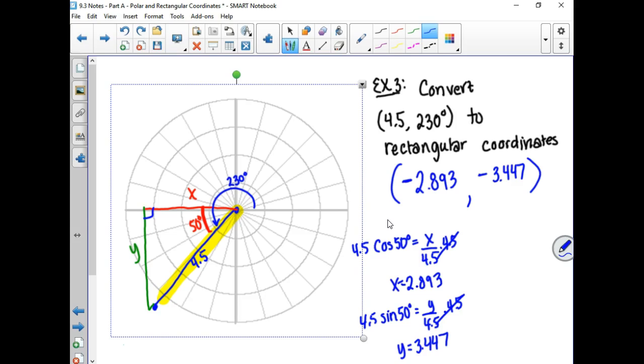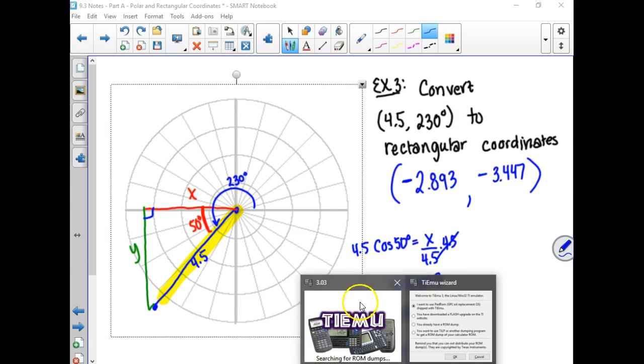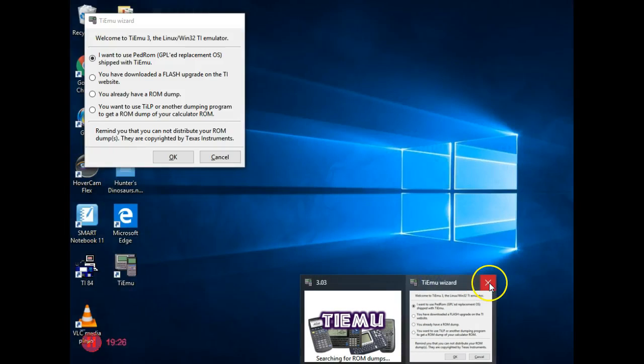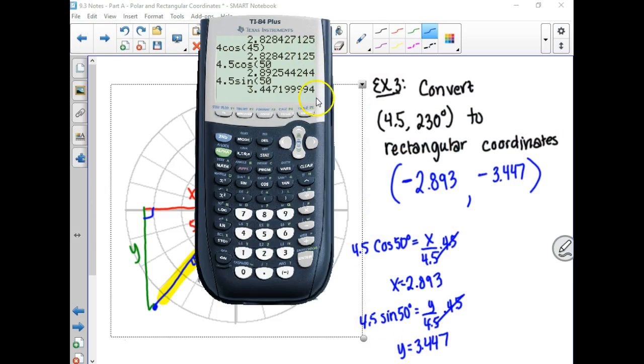Now, I'm mostly teaching you this way because you may get to the test and forget the formula. But if you remember the formula, you don't have to do this. So if you remember the formula for your X, you would have 4.5 cosine 230. Notice that gives you the negative. You don't have to worry about signs if you just use the formula. It is a little bit easier to do. And then for the Y, 4.5 sine 230. And we get negative 3.447. Questions?